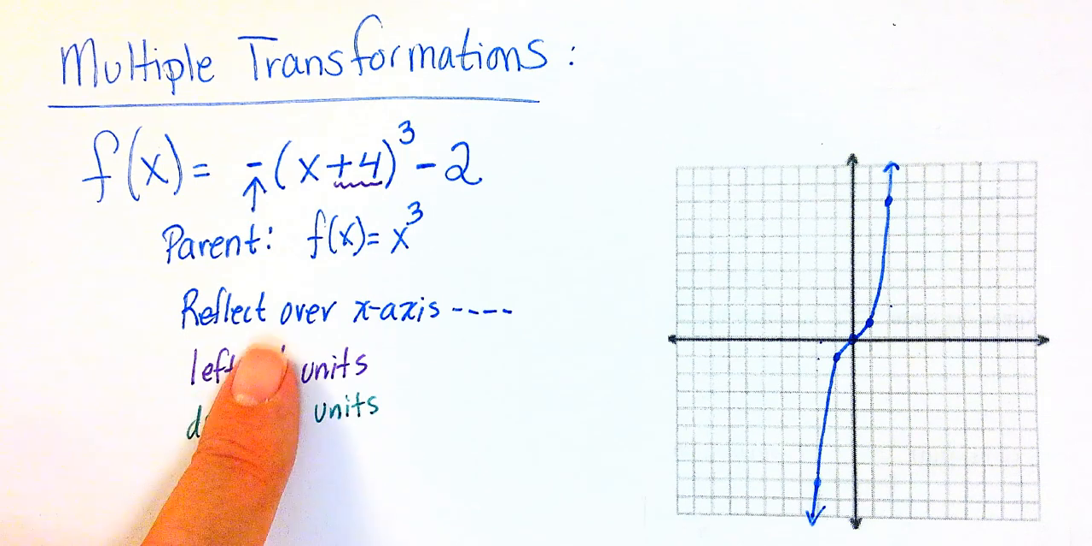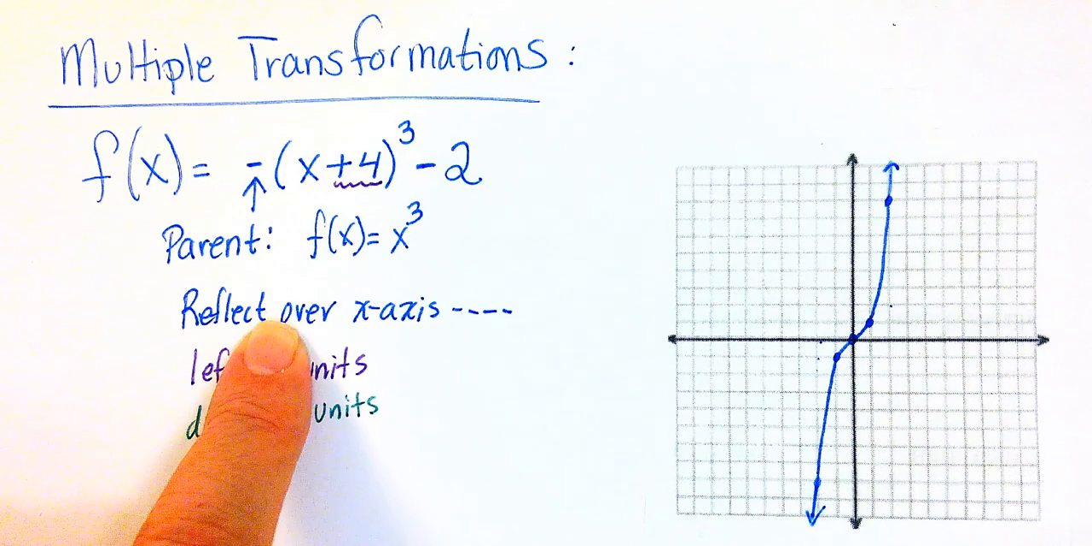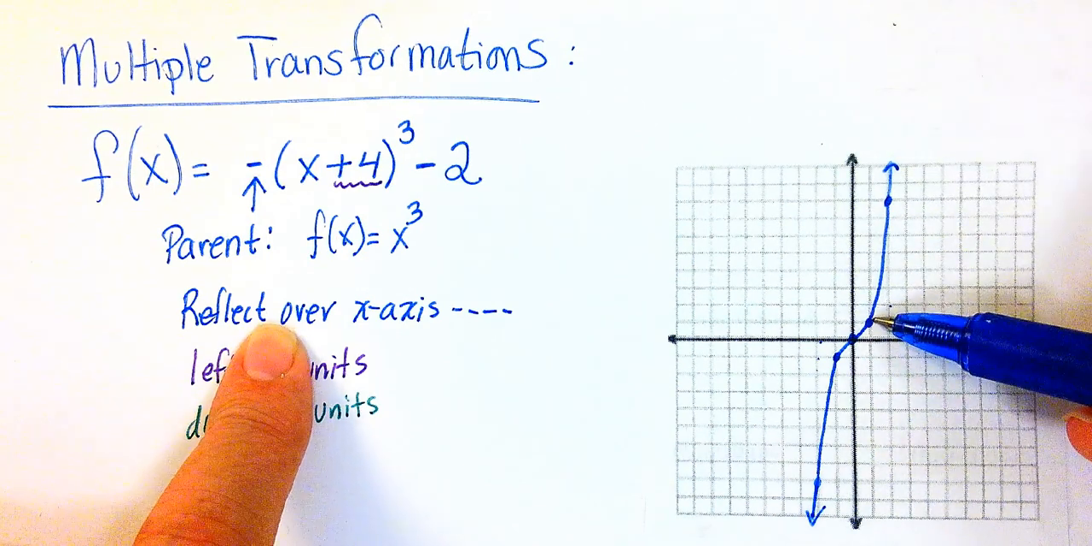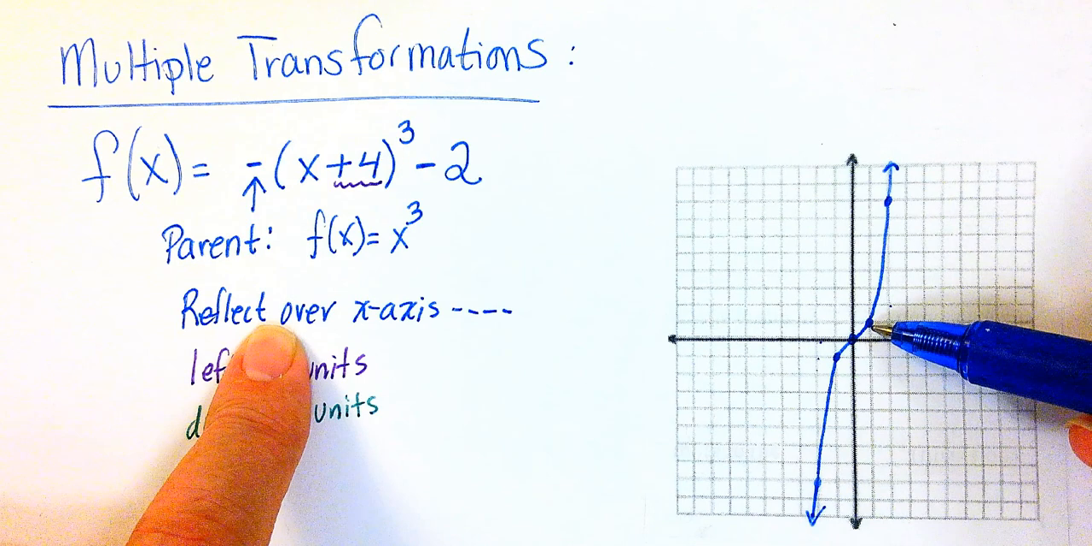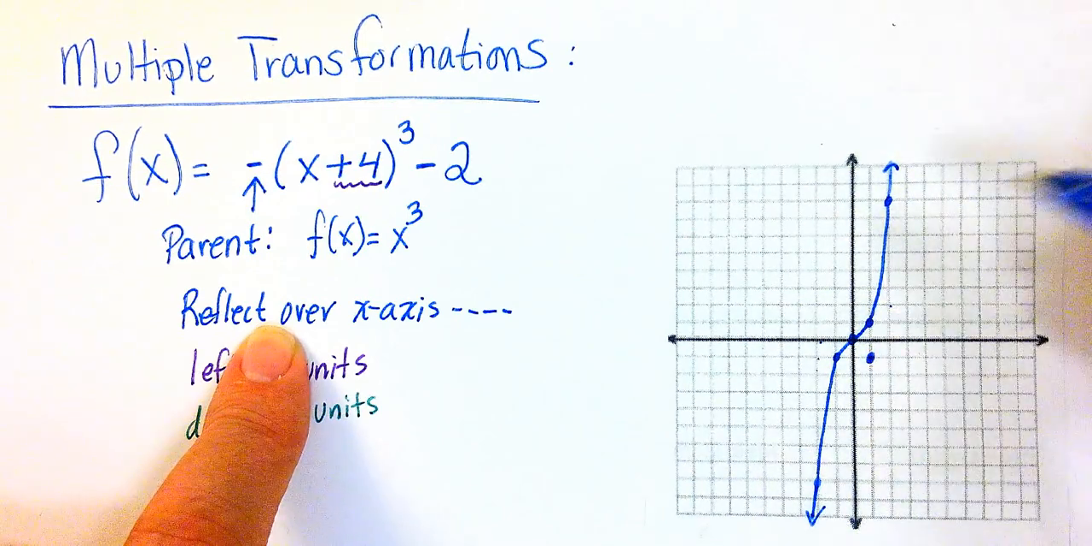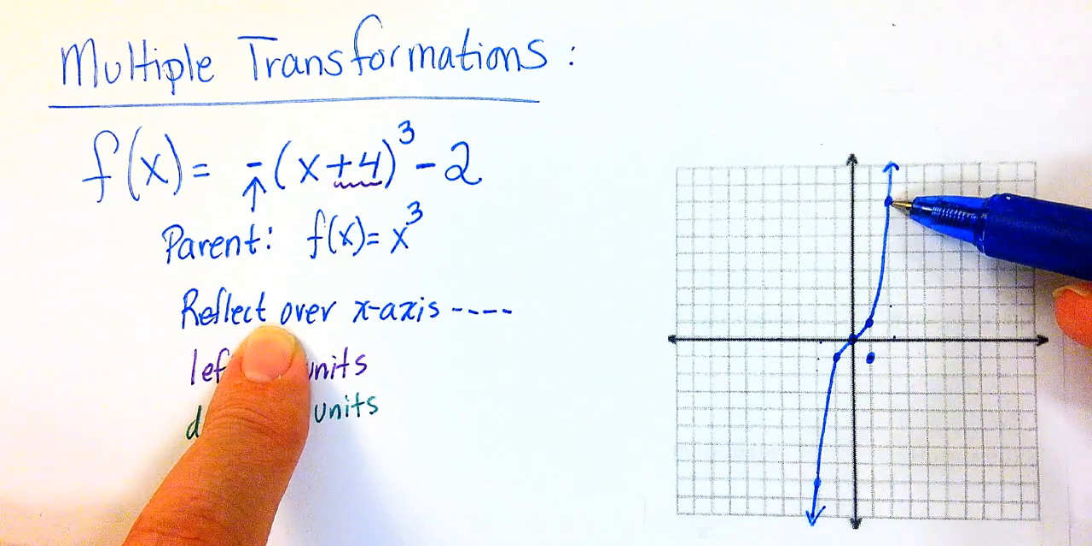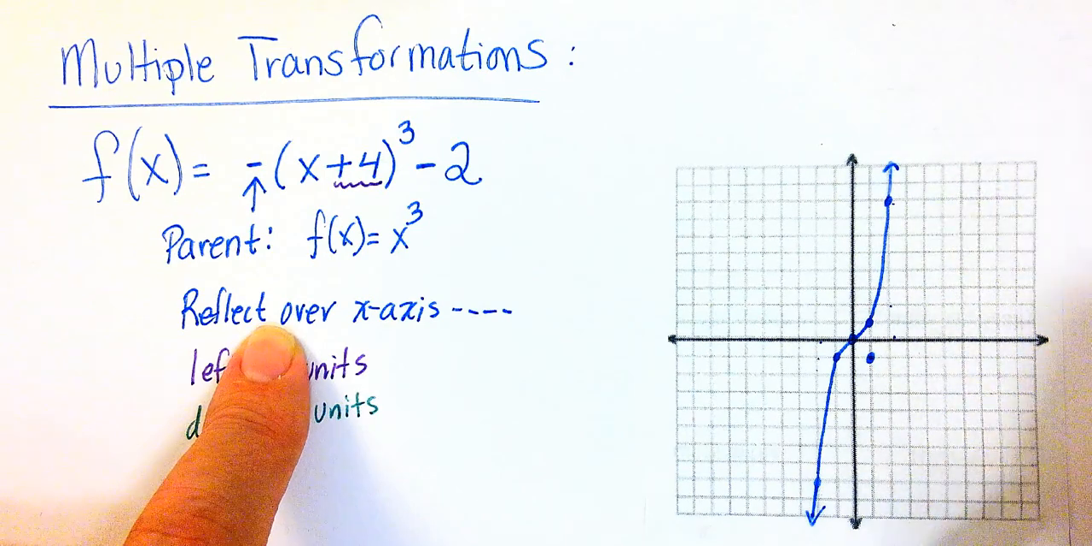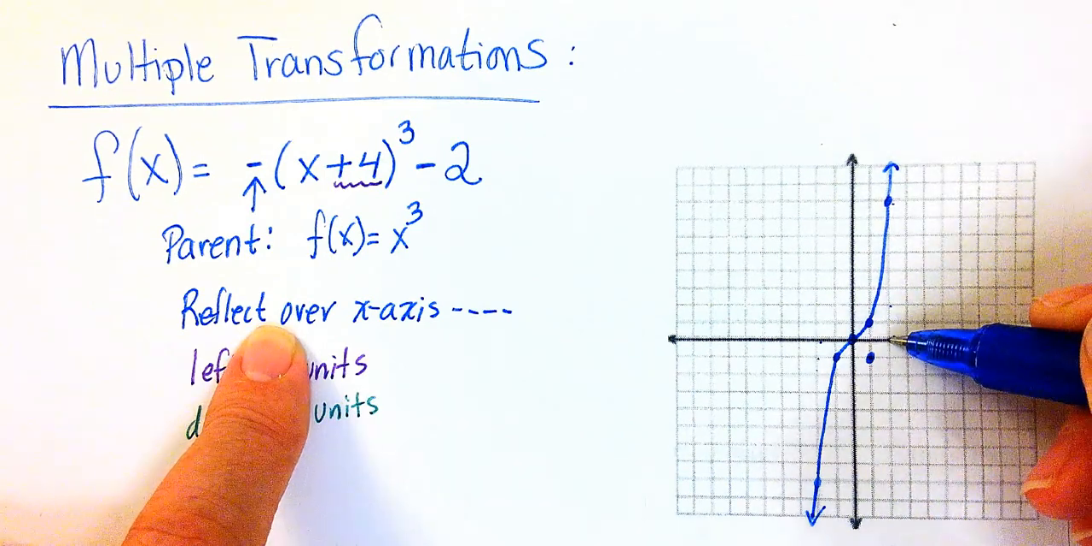Let's talk about how to reflect over the x-axis using our parent function. If we have the point 1, 1, the y value is what's changing here. The y value of that point is changing signs. So if this is 1, 1, now it's going to be 1, -1. And if this is 2, 8, the y value goes from 8 to -8. So it flips over the x-axis. I'm changing the y value here.